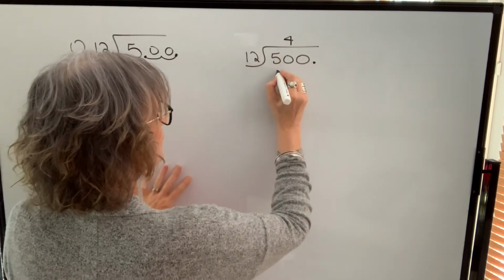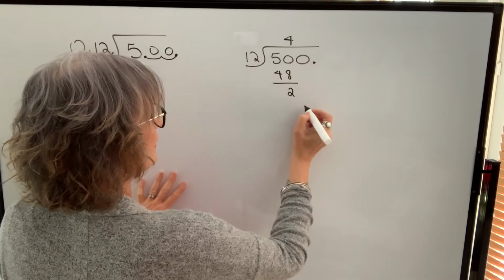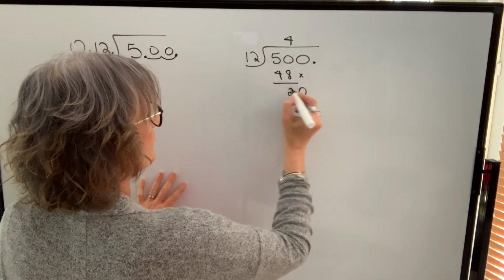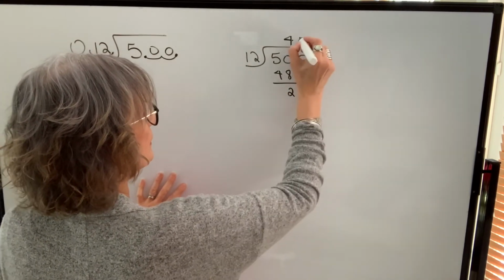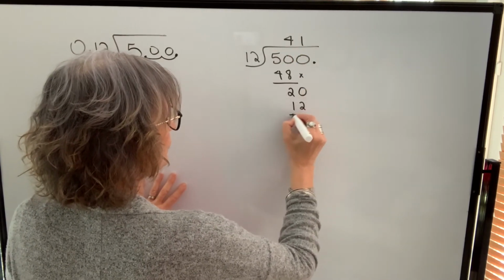4 times 12 is 48. We subtract, bring down the next digit. 12 goes into 20 one time. 1 times 12 is 12. We subtract.